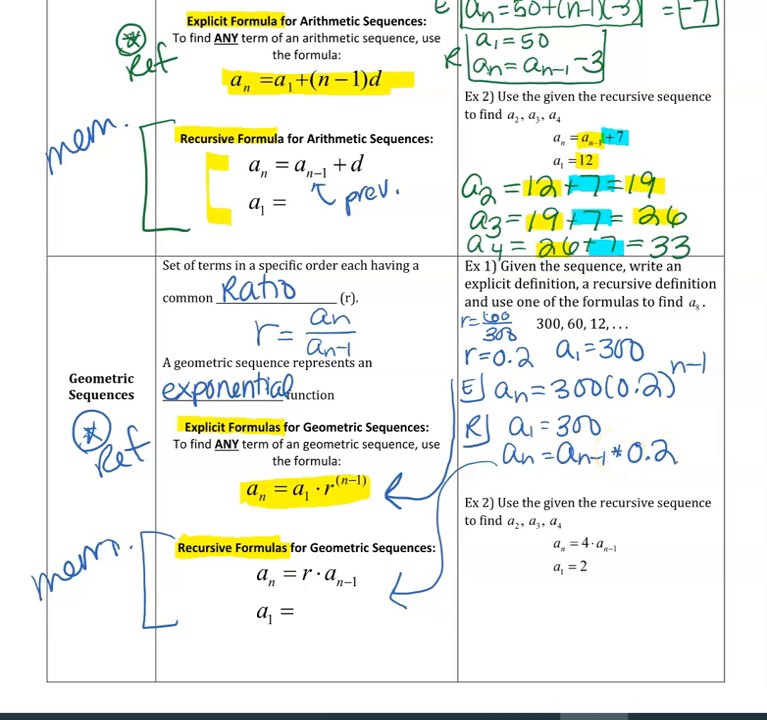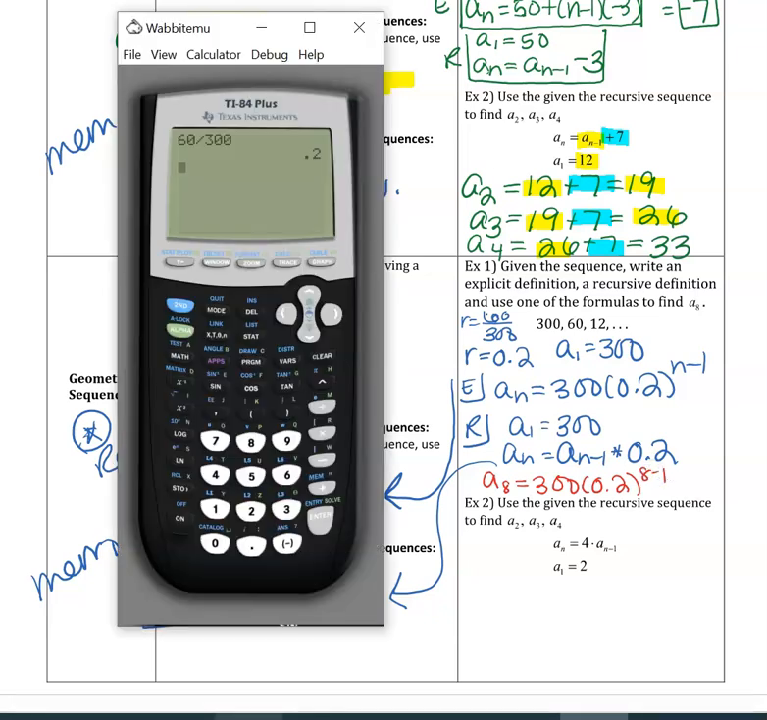Now, just like with the explicit formula up above for arithmetic, I'm going to use that to help me determine the 8th term of my geometric sequence. So if I want the 8th term, I'm going to use the explicit formula. So a sub 8 equals 300 times 0.2 to the 8 minus 1. Grab my calculator. So 8 minus 1 would be 7 if you want to just do that. And I get 0.00384. Let's see, is that a fraction? 12/3125. Either one of those is fine.